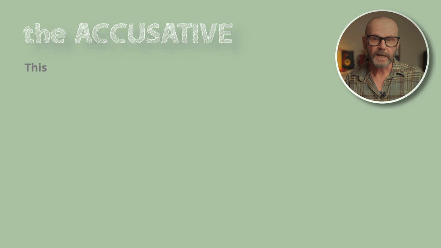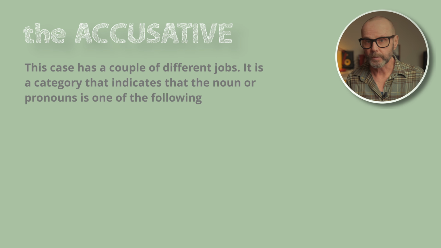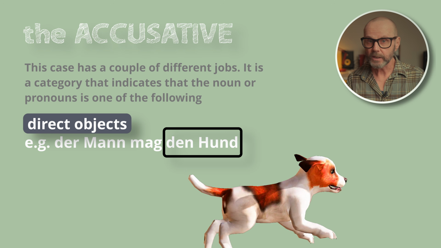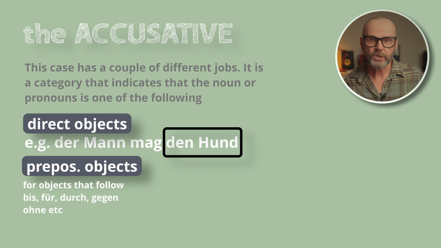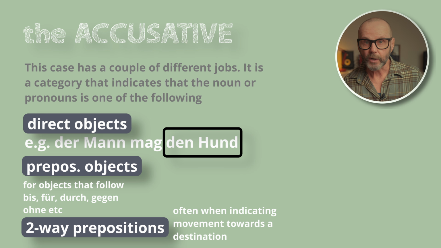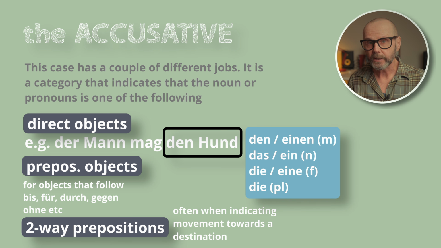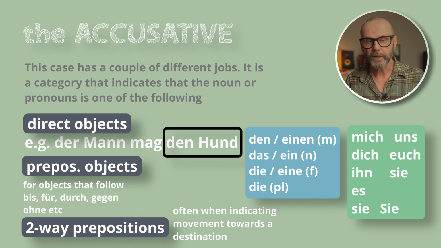The accusative case has a few different jobs too. It's mostly used for helping us to identify direct objects, but also to draw our attention to some prepositional objects. But it's also used for a lot of places we go to or destinations of things we're moving around. And we can recognize the accusative case because we use these articles and these pronouns.